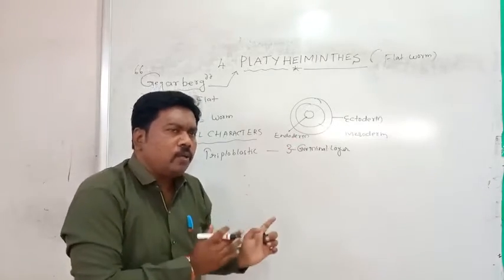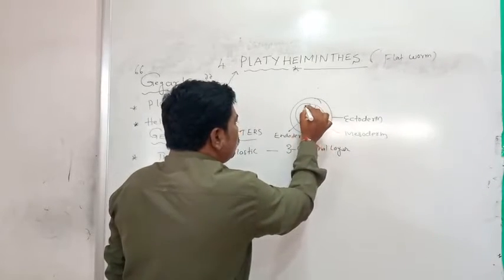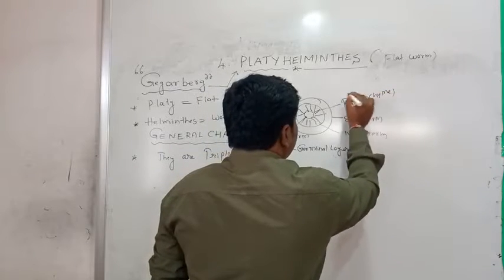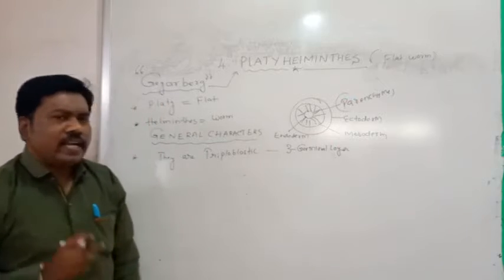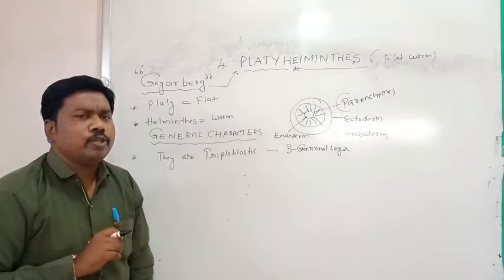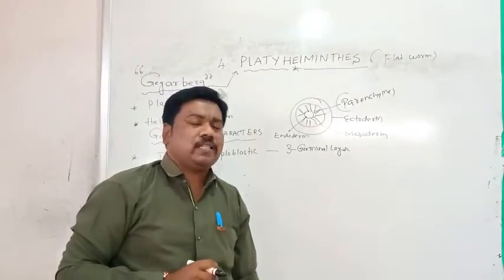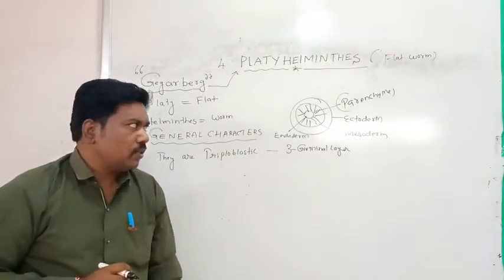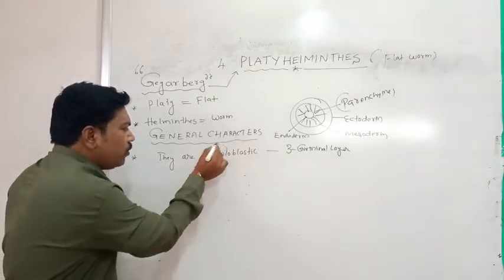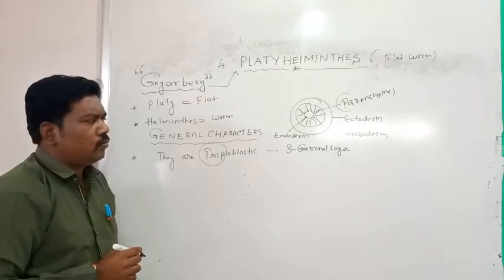In between the endoderm and the ectoderm, this area is completely filled by a special kind of tissue known as parenchyme. This tissue occupies the middle layer, the mesoderm. The mesoderm is completely filled by parenchyme tissue, which helps in the transportation of digested particles to the body parts. That is why they are triploblastic. Triplo means three, and blastic means layers.